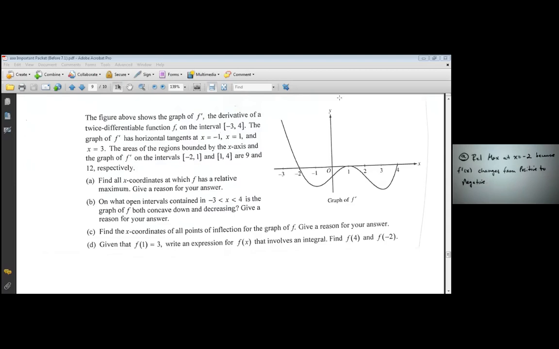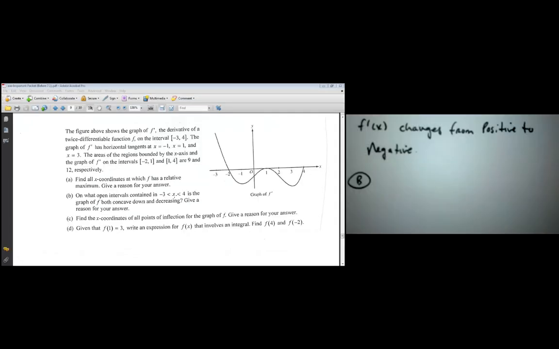Okay, all right, part B. What do we got for part B? On what open intervals contained in -3 to 4 is the graph of f both concave down and decreasing? What do we know if it's decreasing? That cuts the graph in half. Hopefully we know that if it's decreasing, it's going to cut the graph in half.